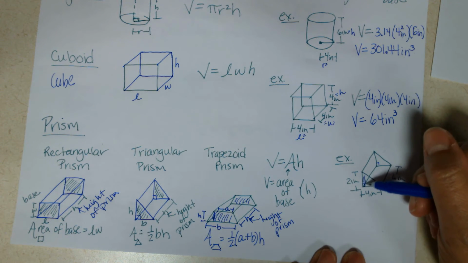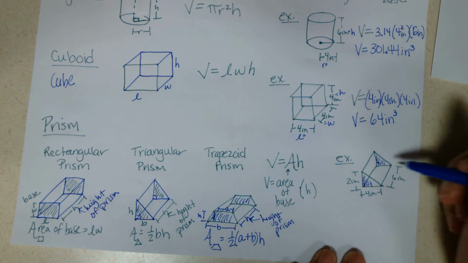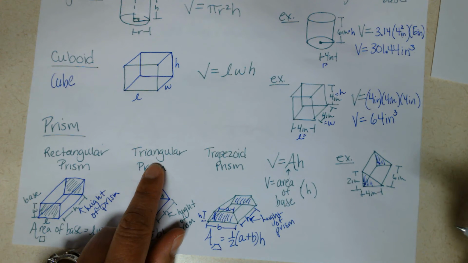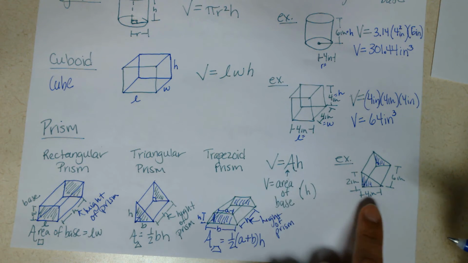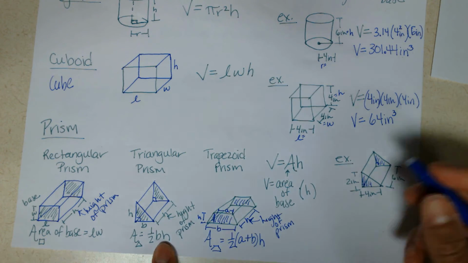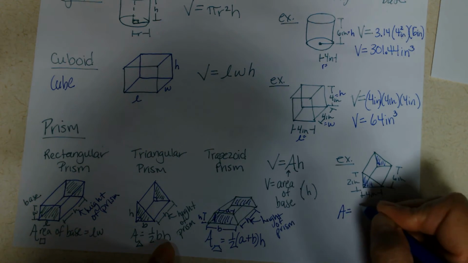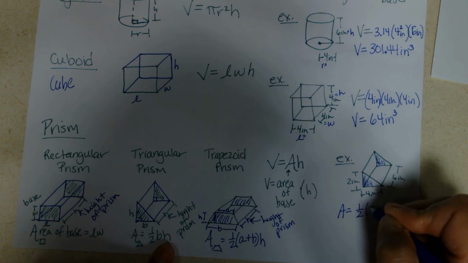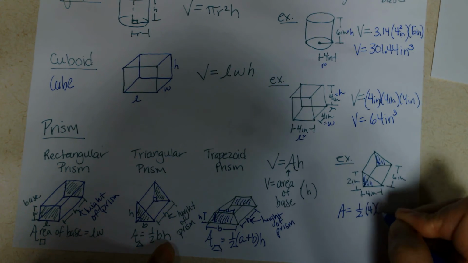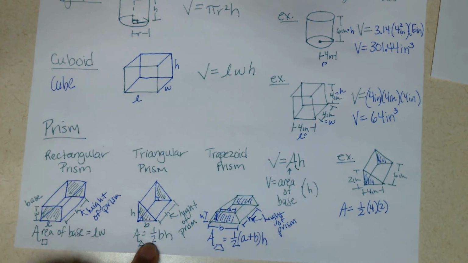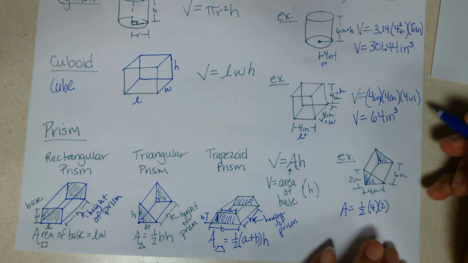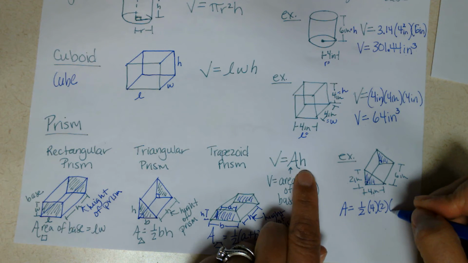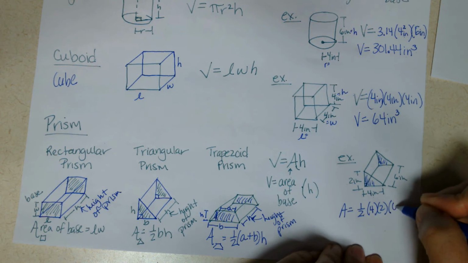So one, we have to locate the bases. I see that we have two triangles here. So we're working with our triangular prism. So I'm going to have to do the volume. I'm going to have to find the area of the triangle. Area equals 1/2 base times height. So 1/2 base 4 times 2 height. Now I have to multiply that by the height of the entire prism, and that is my 6.